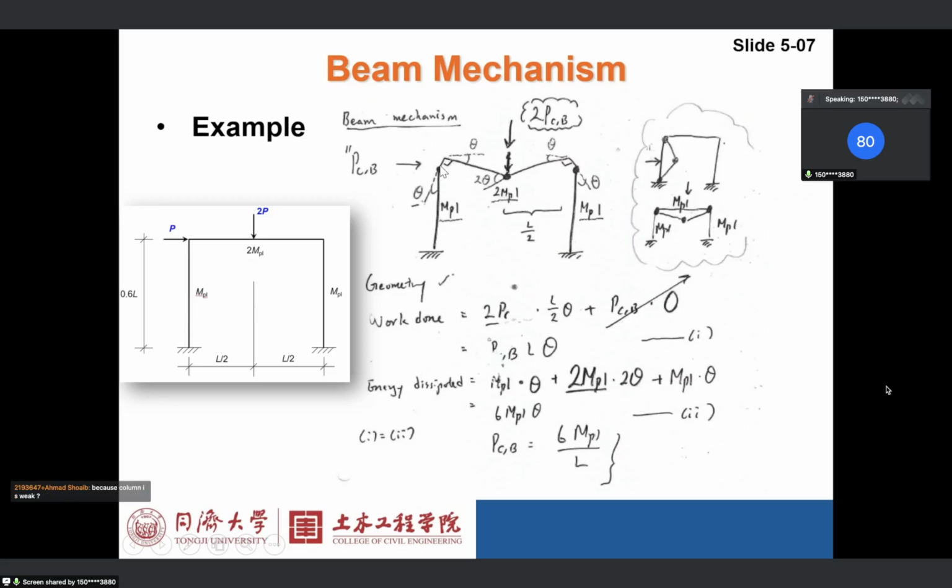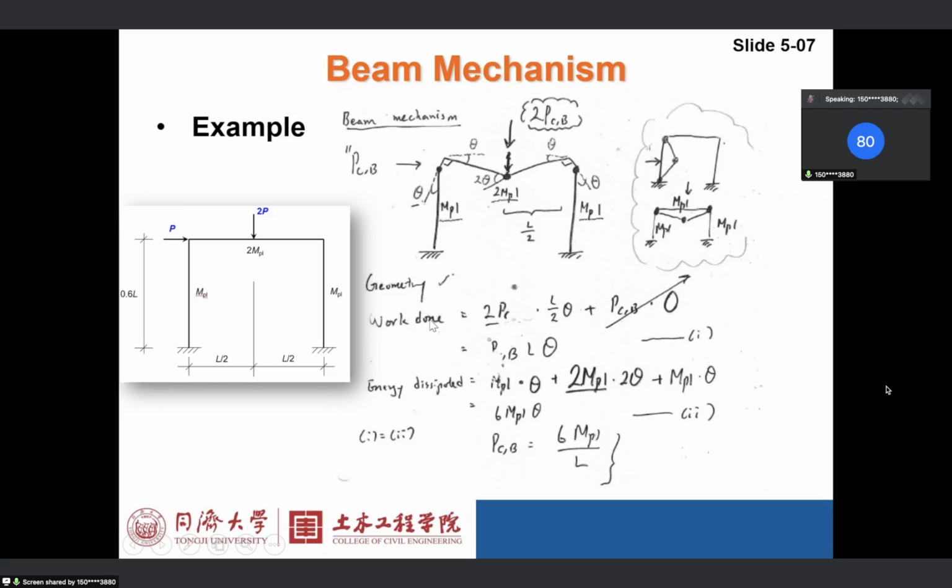The plastic hinge must happen in weaker sections, so it happens in the column. Actually, the only difference for you is when you use kinematic analysis to calculate the energy dissipation, you use MPL, not 2 MPL. So that's a major difference. Okay, the other things are exactly the same.